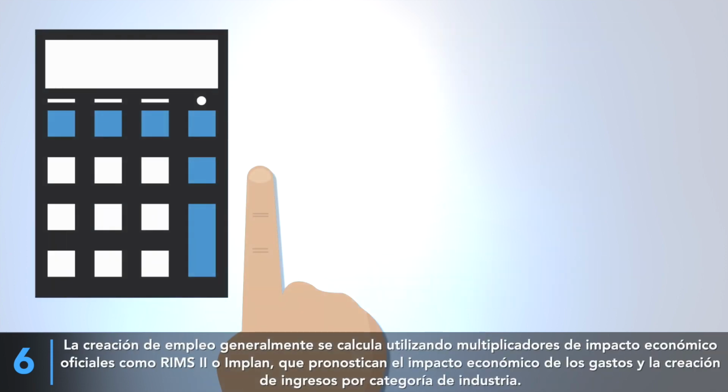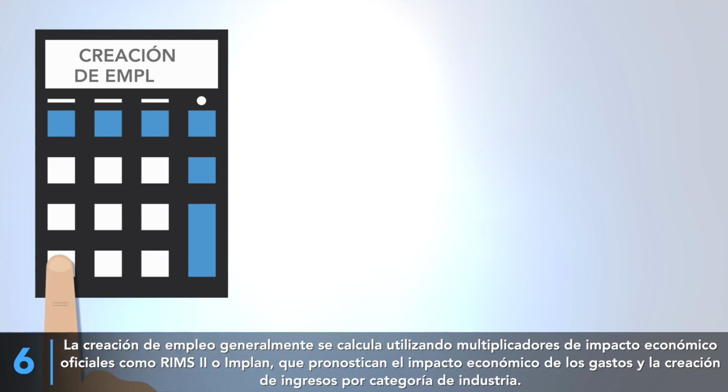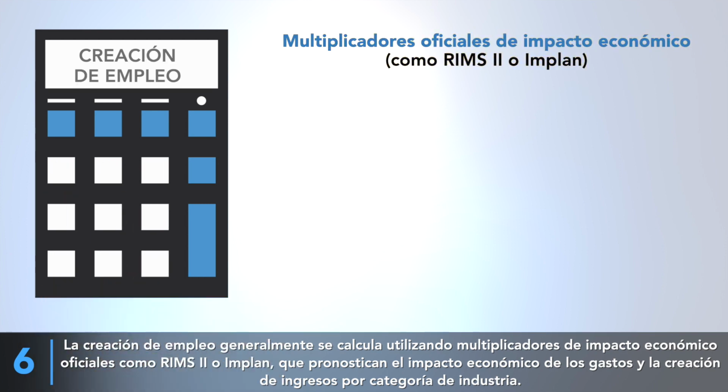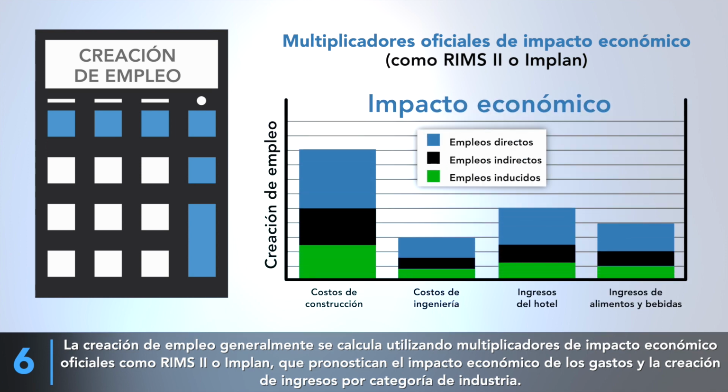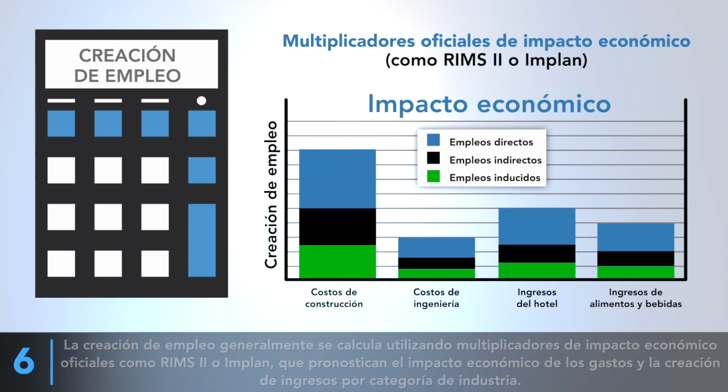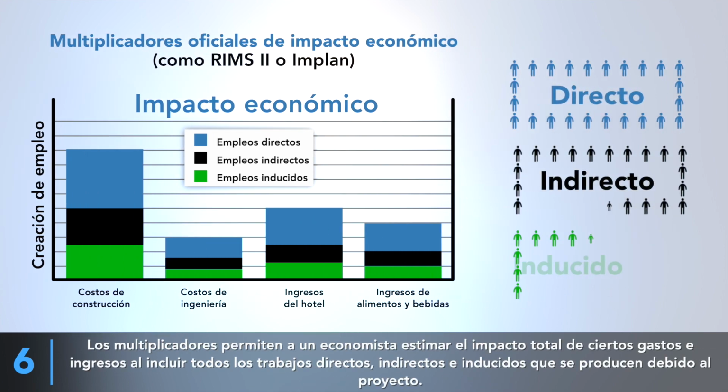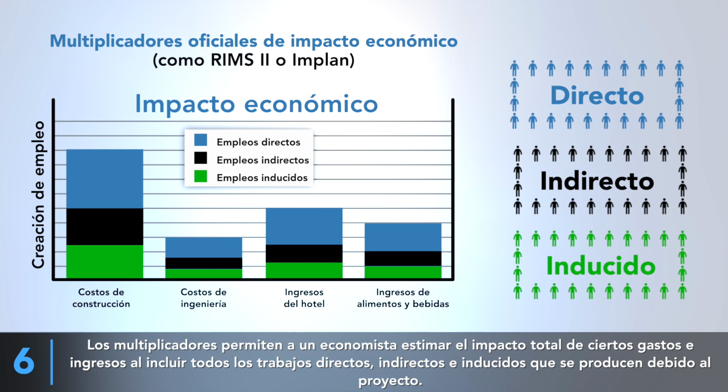Job creation is usually calculated using official economic impact multipliers, such as RIMS2 or IMPLAN, which forecast the economic impact of expenditures and revenue creation by industry category. Multipliers allow an economist to estimate the full impact of certain expenditures and revenues by including all direct, indirect, and induced jobs that occur due to the project.